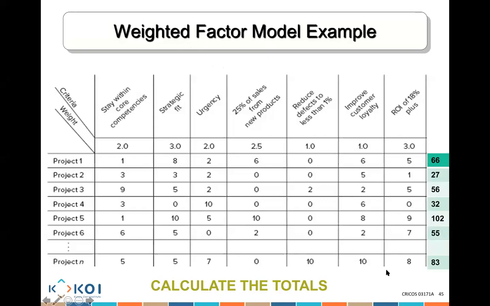Okay, who got the second one correct? So 3 times 2, 6. 3 times 3, 9. 2 times 2, 4. 0, 0, 5, and 3, 27. Who got 56 correct, guys?